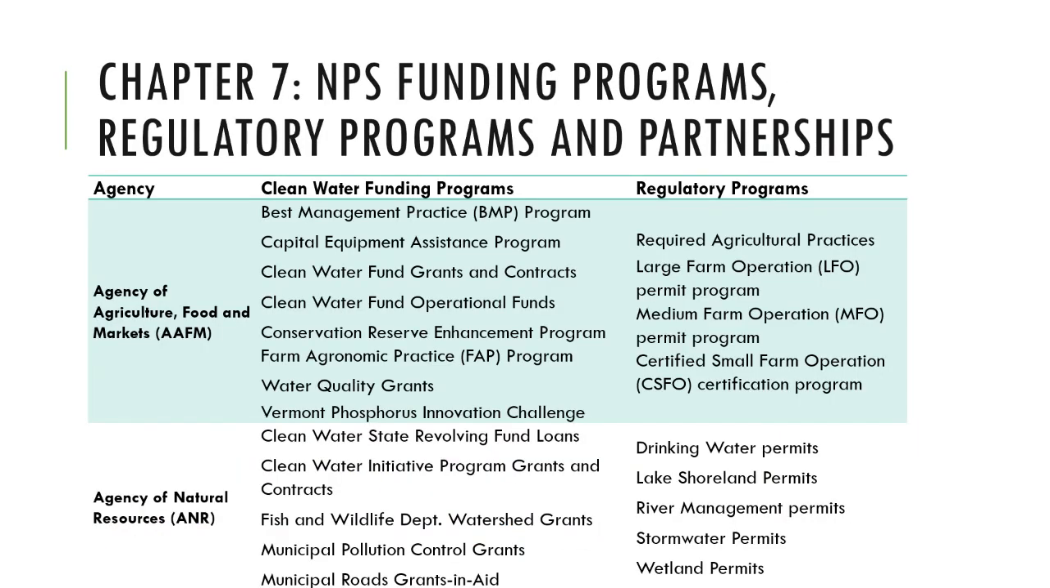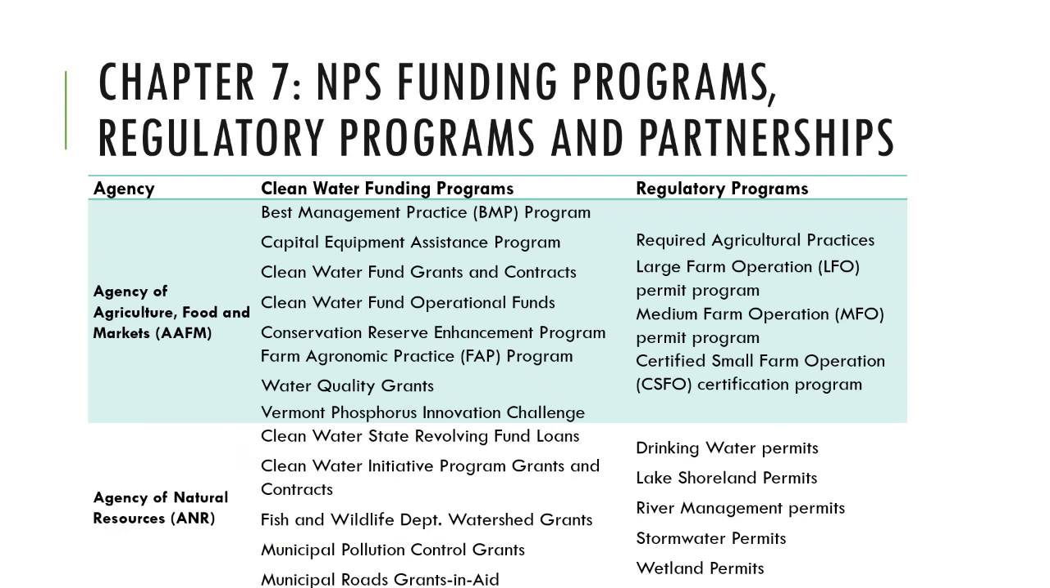Right, so we're on to Chapter 7. Chapter 7 focuses on Nonpoint Source funding programs, regulatory programs, and partnerships. Basically, there are a lot of funding programs, a lot of regulatory programs. I could not even come close to fitting them all onto this slide, so I really just took a couple from the top of the list.